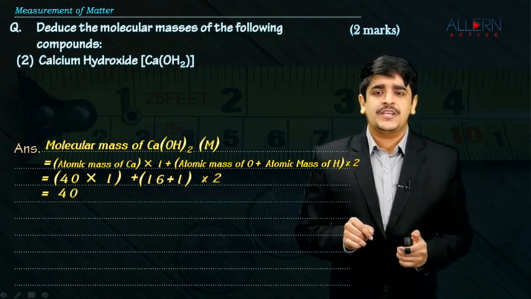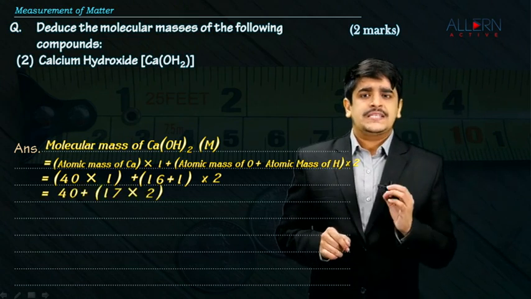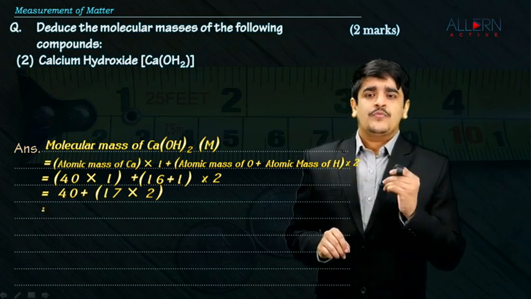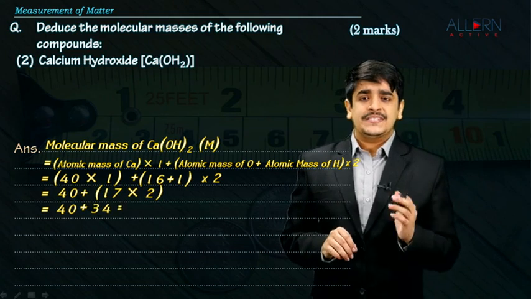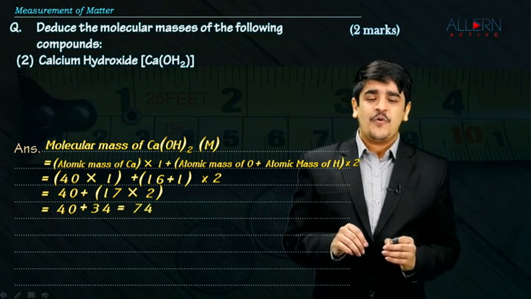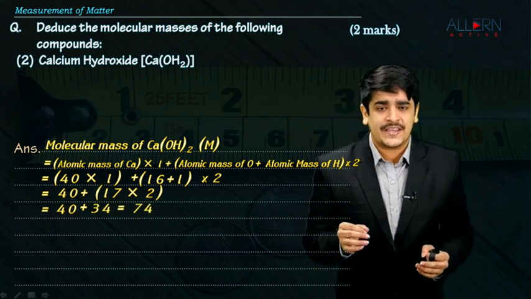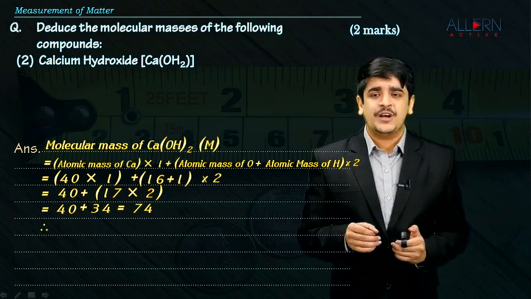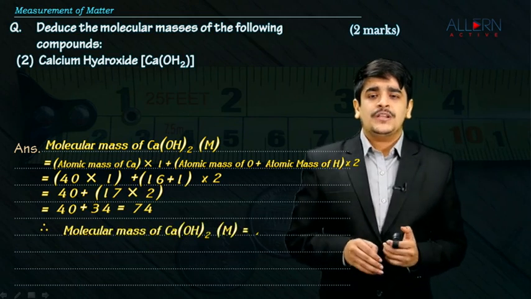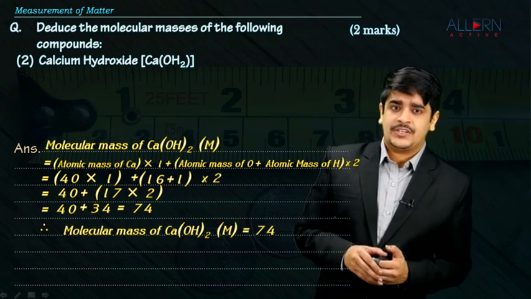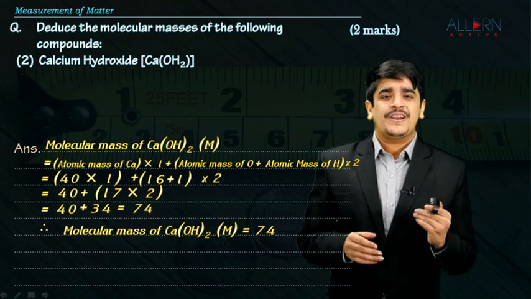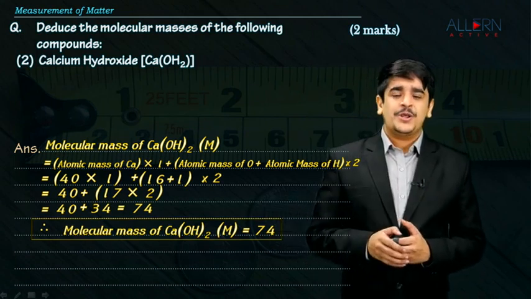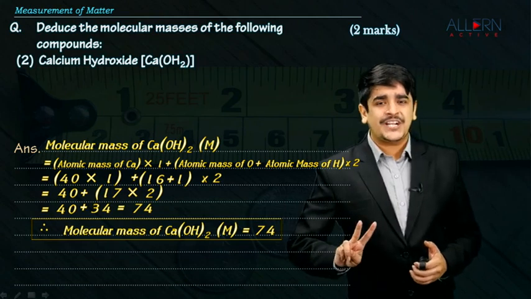To continue, I can say 40 into 1 is obviously 40, 16 plus 1 is obviously 17, and I need to multiply it by 2. The value of 40 is going to remain exactly the same, 17 into 2 is going to become 34, and the gross value that I get is 74. That is the molecular mass of calcium hydroxide. Let me put this down for you. Let's have a look. The molecular mass of calcium hydroxide is 74. That's the answer I'm waiting for. Let me box it up for you all. And that, my dear child, is how you calculate the molecular mass of sodium chloride and calcium hydroxide.